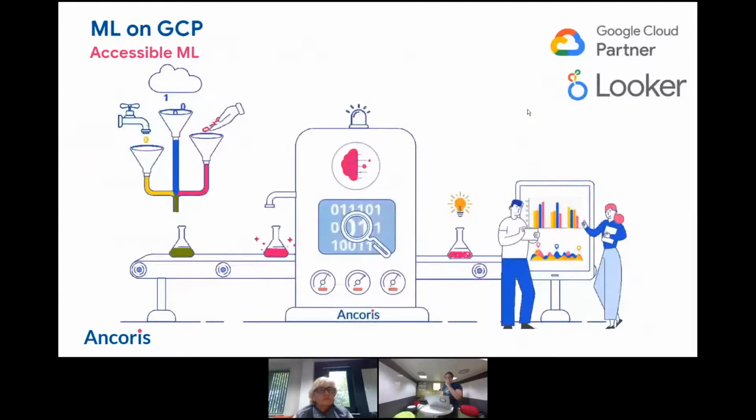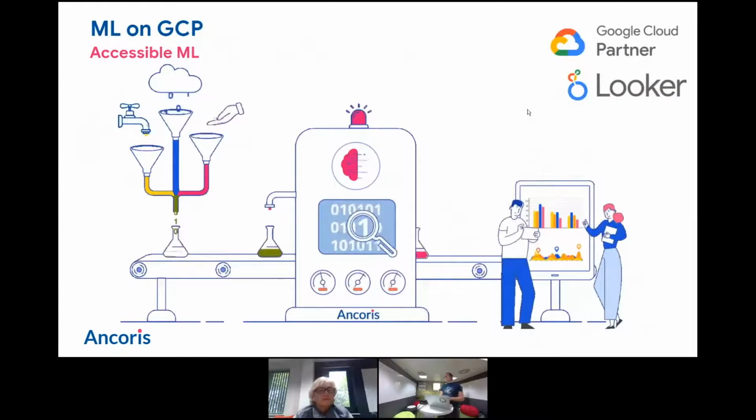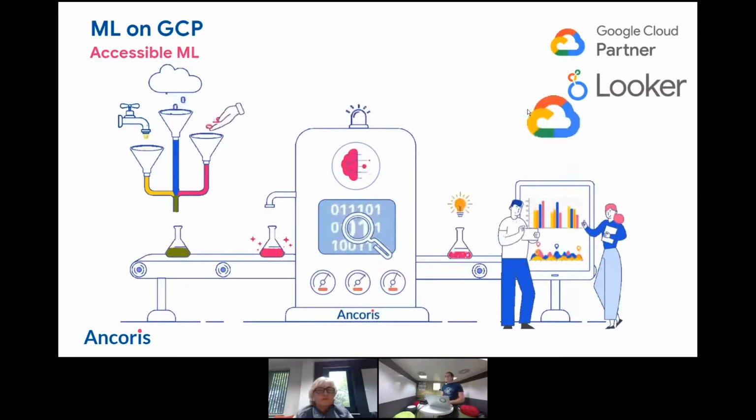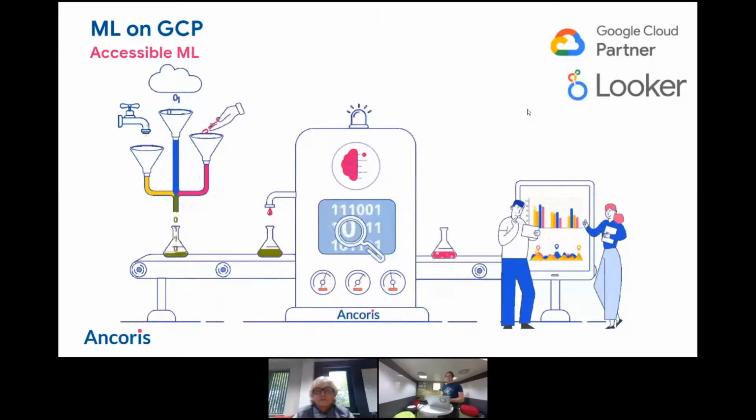Okay, now for this next section, we're going to touch more on the technology. So we've talked about some use cases. We've given a bit of an intro into some of the essential thoughts around ML, but now we're going to be looking at technology on Google Cloud.